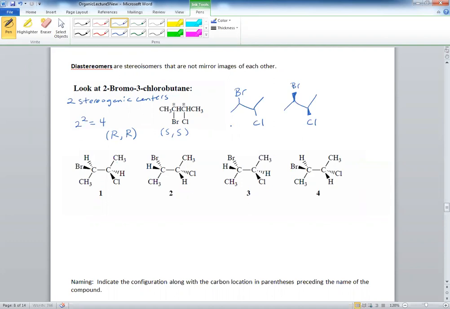And of course, what would be the next one? Not saying that these are related here, you would have an S and an R, and an R and an S.